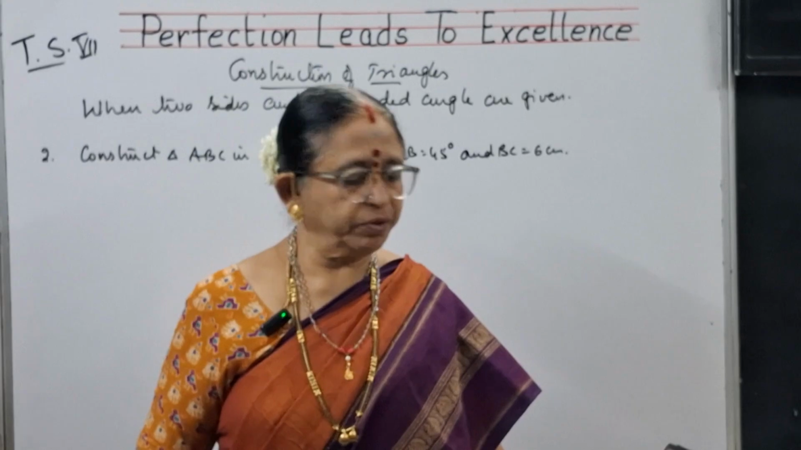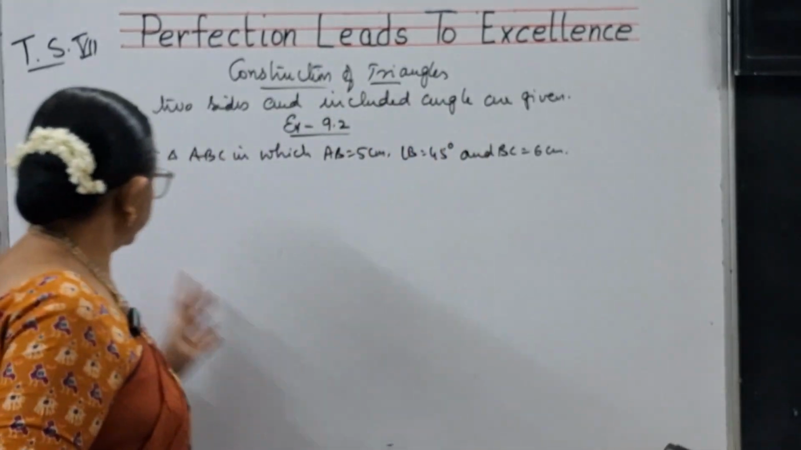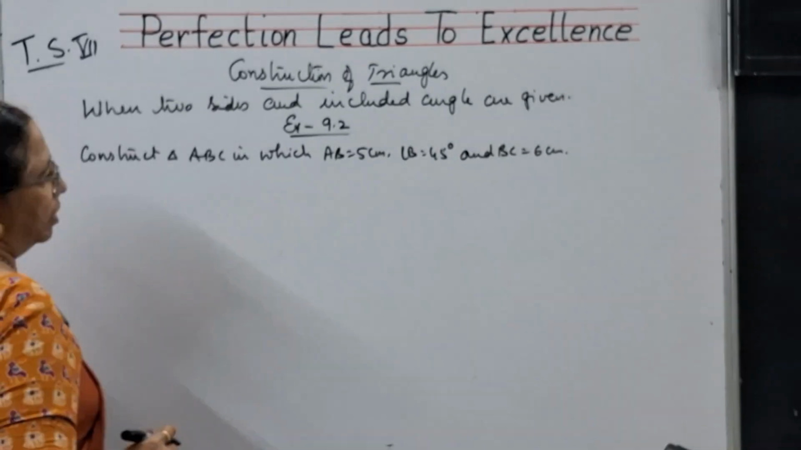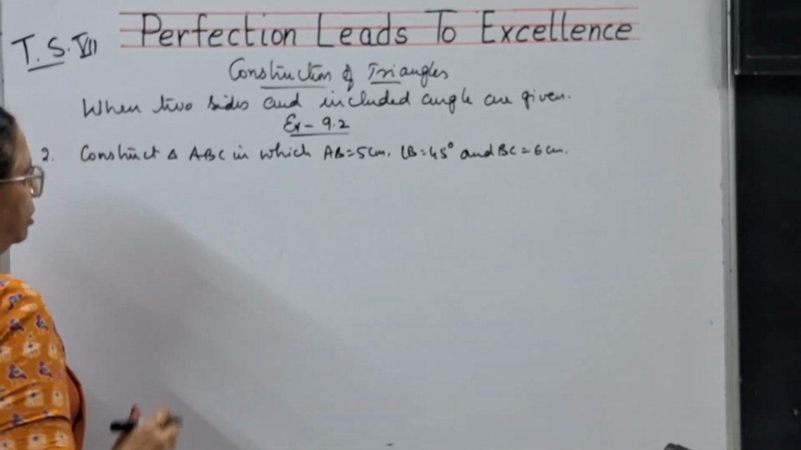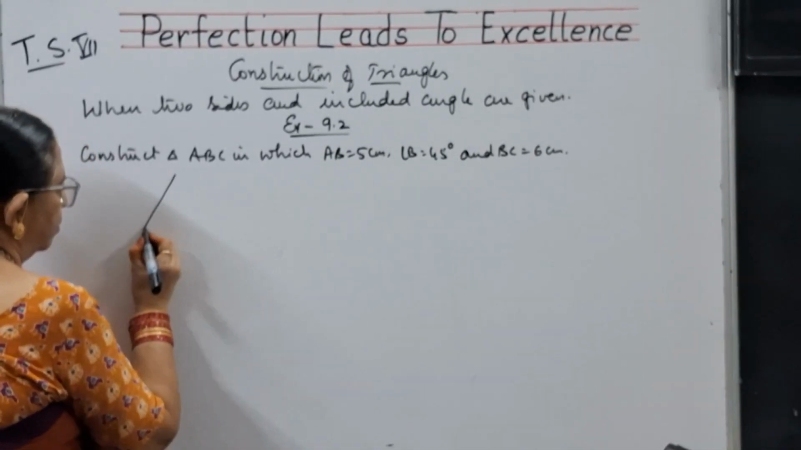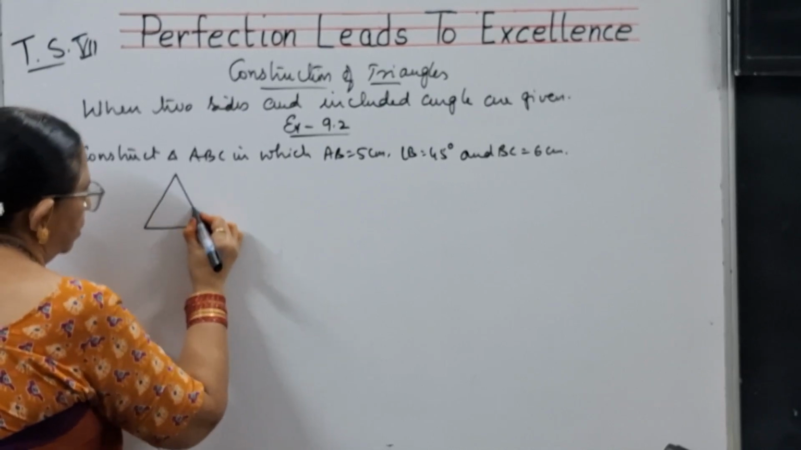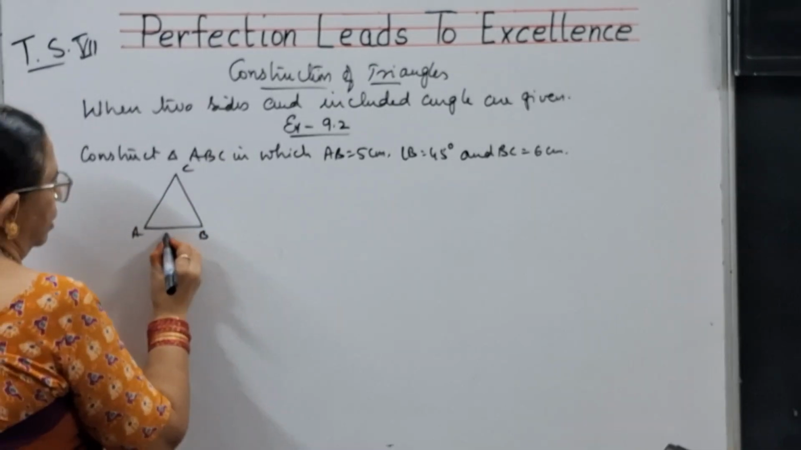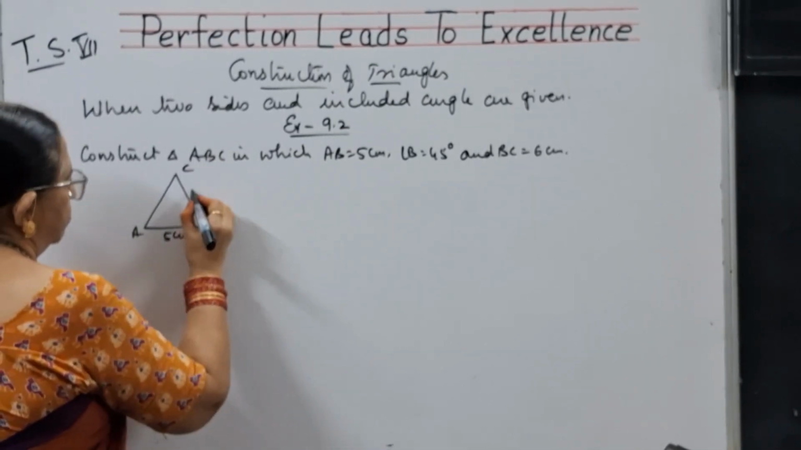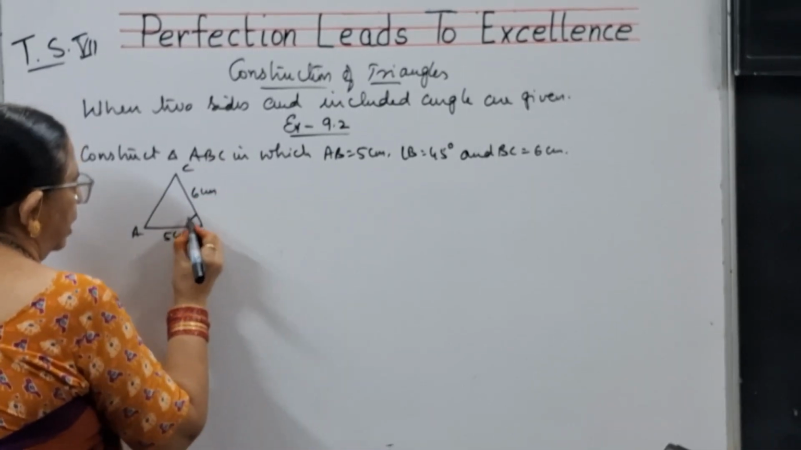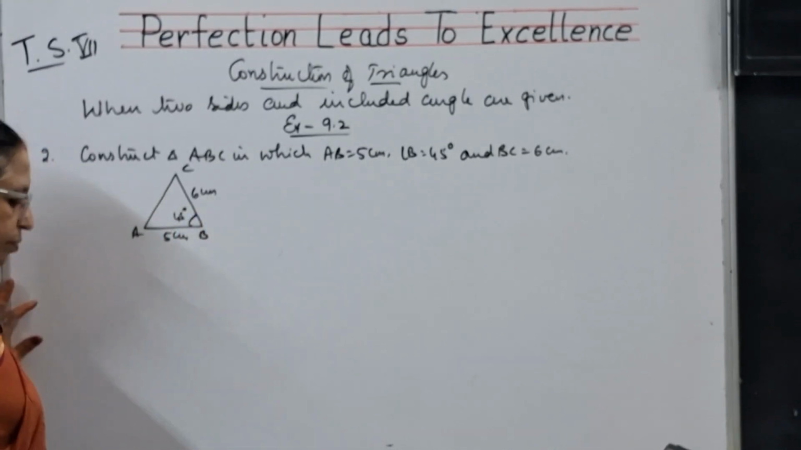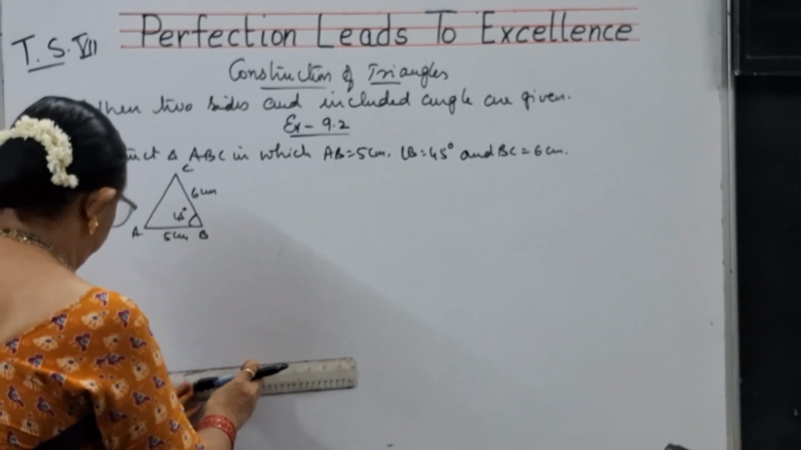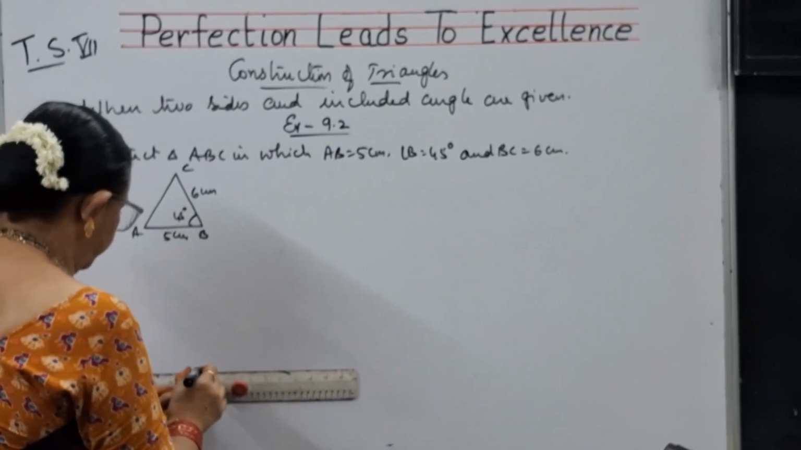Now the second problem, children. In this second problem, construct triangle ABC in which AB is 5 centimeters, angle B is 45 degrees, BC is 6 centimeters. So let us go for a figure like this. A, B, C. AB is 5 centimeters, BC is 6 centimeters. Angle B is 45 degrees. So let us go for the construction. First you have to draw AB, 5 centimeters.